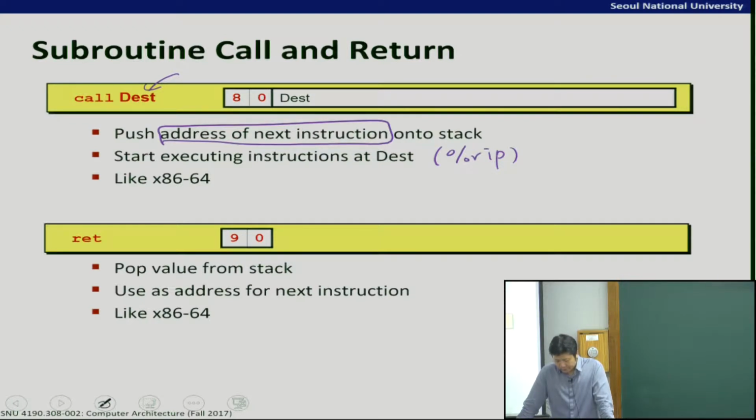Return instruction is kind of opposite. So we actually pop the value. In this case, this value should be the return address from the stack, and use that address for next instruction. Basically, you copy the value into the RIP register, then you can actually come back to the original caller. Right?